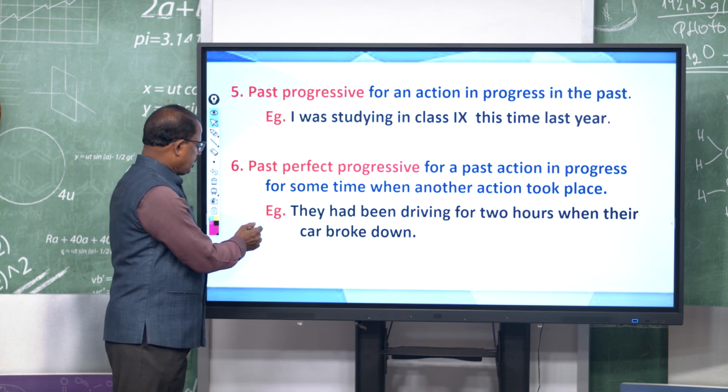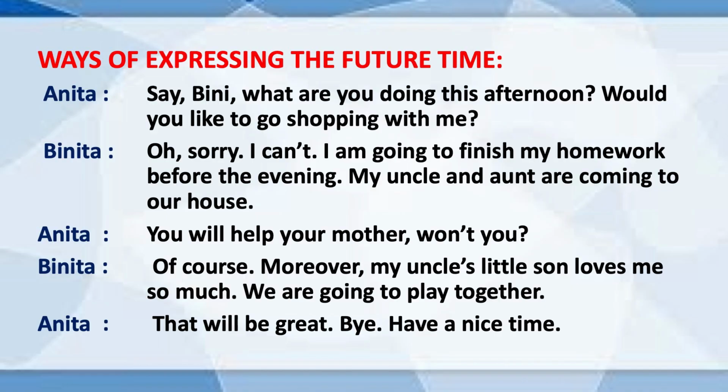Let us see the ways of expressing the future time. Just read the dialogue. Anita says, Vinita, what are you doing this afternoon? Would you like to go shopping with me? Vinita: Oh sorry, I cannot. I am going to finish my homework before the evening. My uncle and aunt are coming. You see, so, are doing. What are you doing? Future time. I am going to finish my homework.